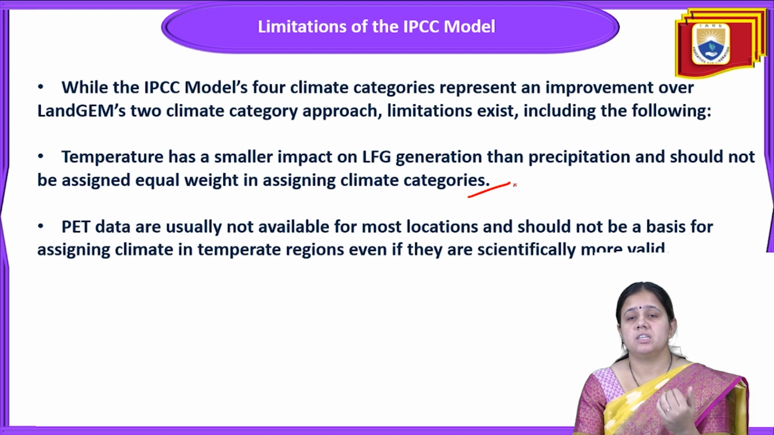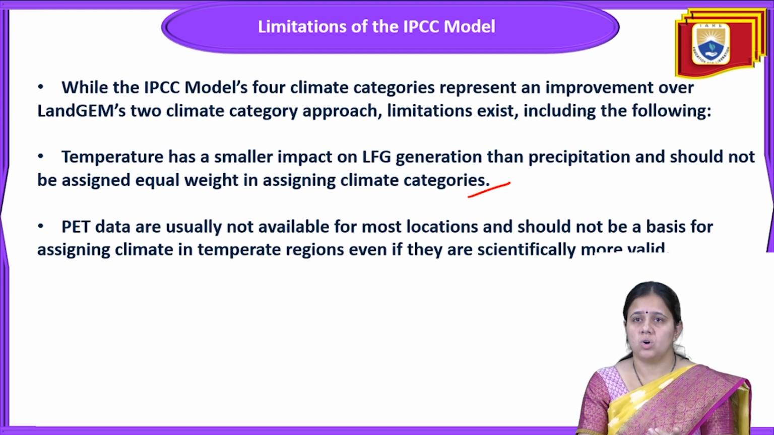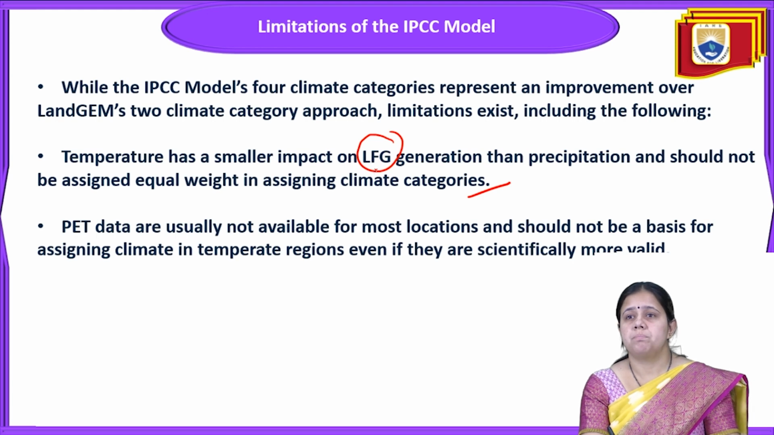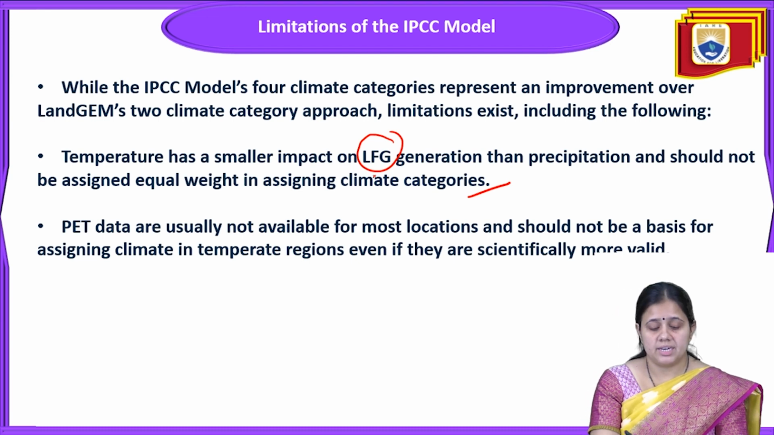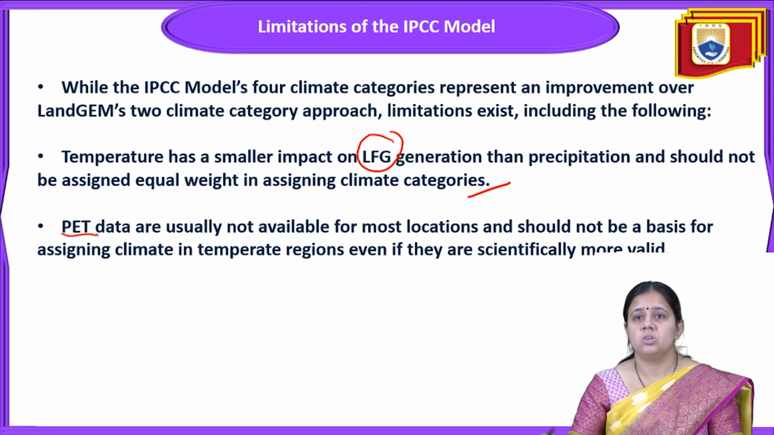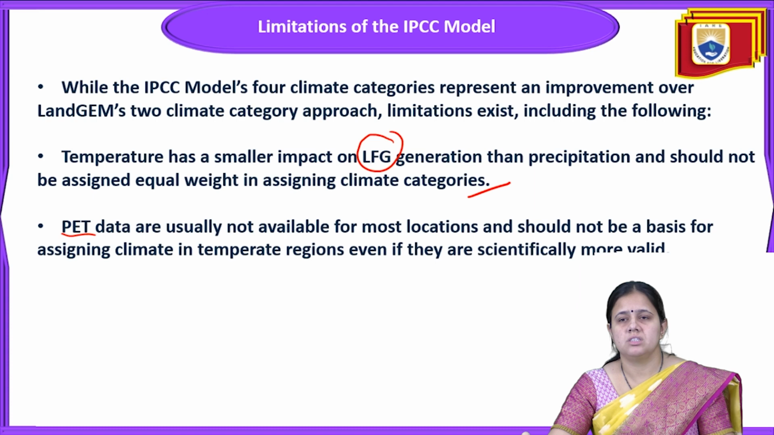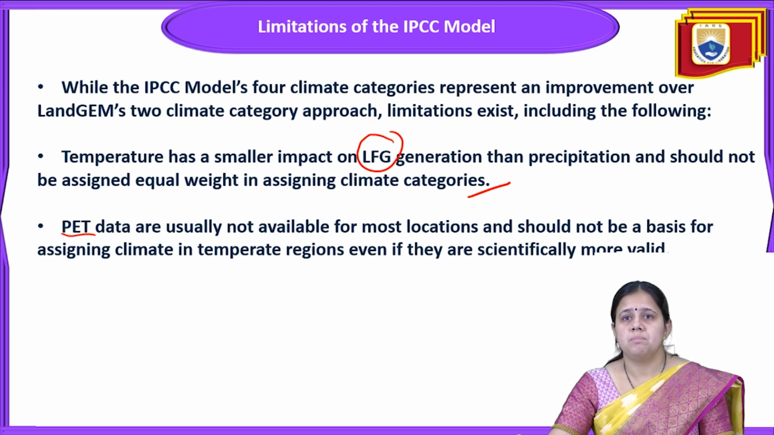And temperature is having a smaller impact on landfill gas generation than precipitation, and it should not be assigned equal weight in assigning climate categories. Second is that PET data are usually not available for most locations and should not be a basis for assigning climates in temperate region, even if they are scientifically more valid. So these are 2 points which are the limitations of this IPCC model.